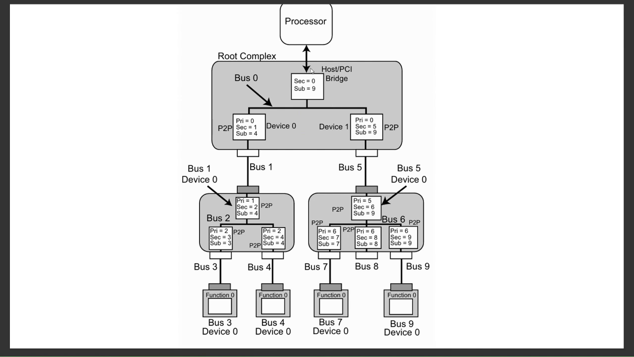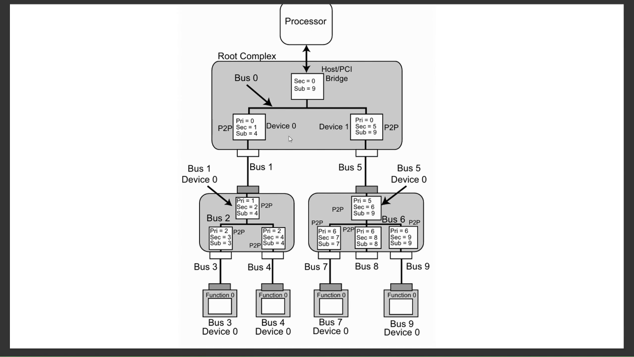So here is our bus 0. As you all remember, we always number buses according to the depth first search method. So first we will number this one. This is bus 0, bus 1, bus 2, bus 3. And this is bus 4. And this is bus 5. Bus 6 is here. Bus 7, bus 8, bus 9.